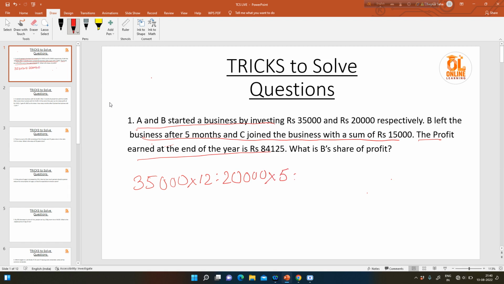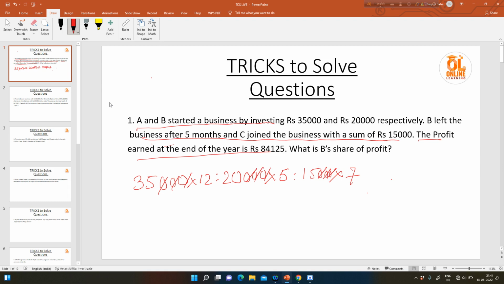Then C joined the business with a sum of rupees 15,000. After 5 months C joined, so he or she has invested for how many months? 7 months, right? With 15,000. This should be the share of each one of them, A, B and C. So let us reduce them. We can cut 3 zeros from each one of them, right?